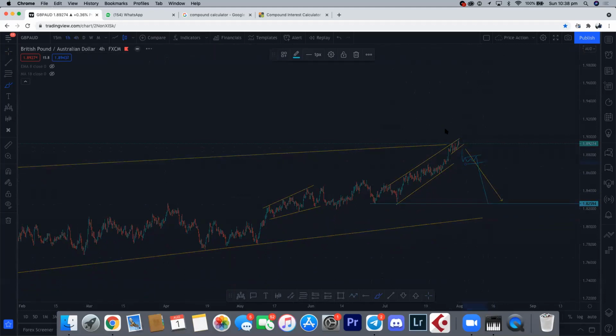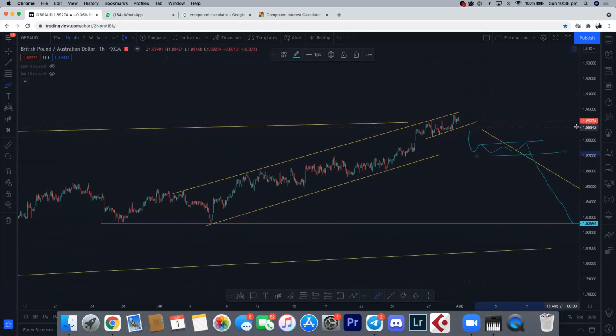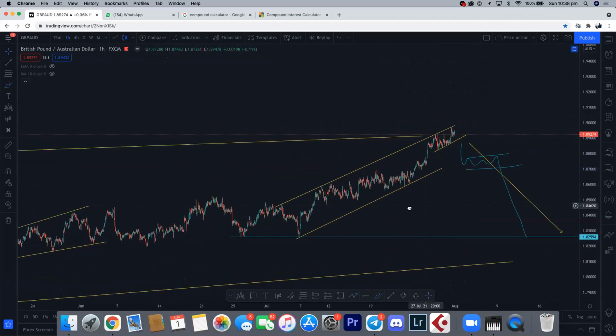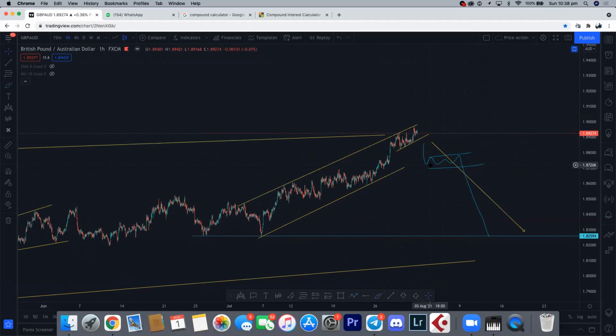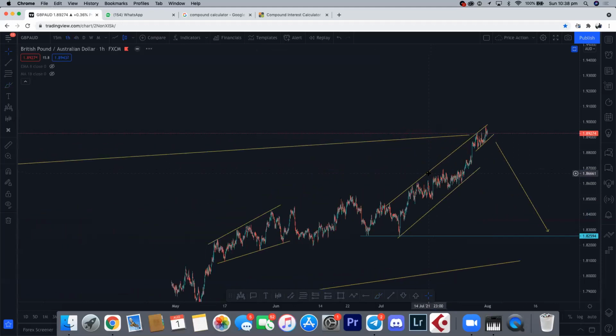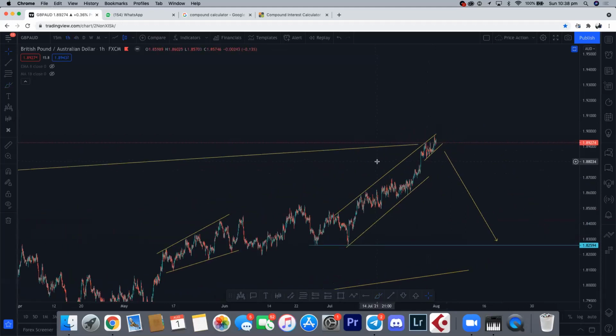Then on the H1, this is what we're looking at. Okay, so if we have our continuation pattern here, we take it for a sell. But what can price do from the current price action?